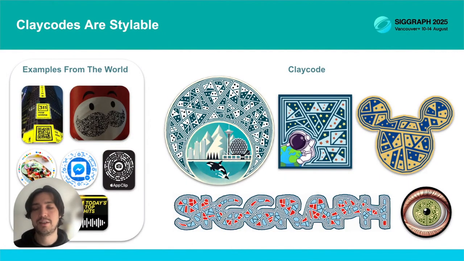The other important thing is that Claycodes are very stylable. You can change the style of your codes without changing the scanner or the underlying technology. Here on the left, you see some examples where this is done with traditional code, and also some examples of companies making their own codes just to have their own style.